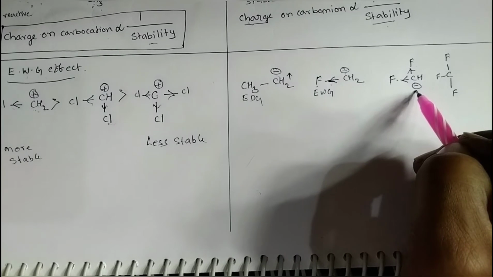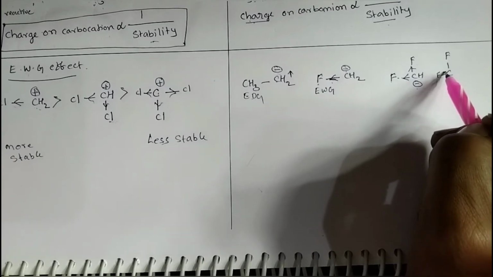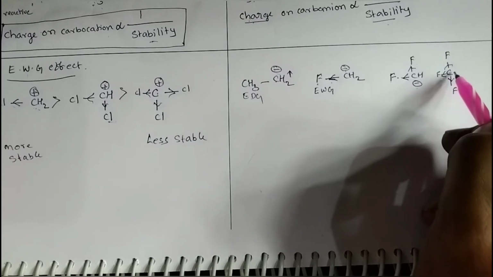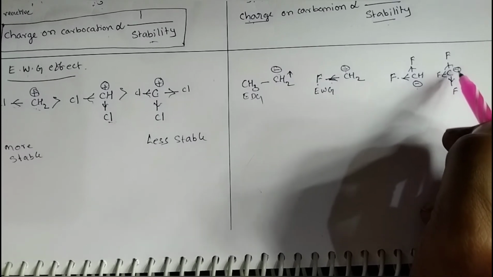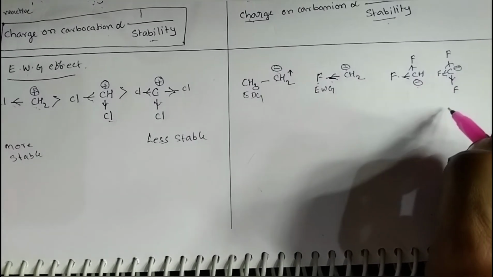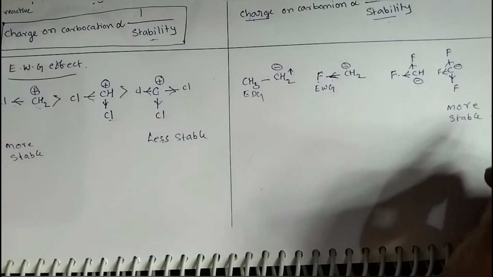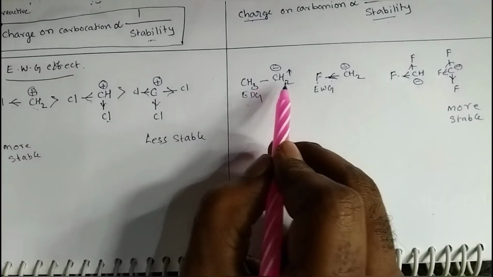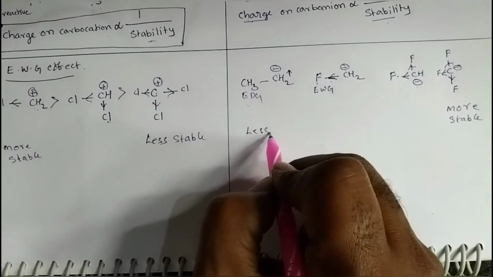Then the negative charge on this carbon atom decreases. Similarly, here three fluorine atoms are there, three sides, so the negative charge on this carbon atom is least. Charge is least means this one is more stable. Due to the electron donating group, charge is more, which means this one is less stable.